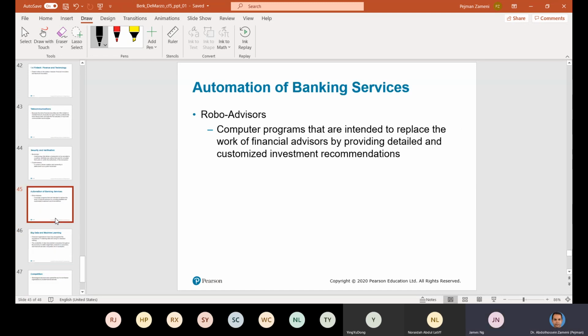Okay, automation of banking services, robo-advisors: computer programs that are intended to replace the work of financial advisors by providing detailed and customized investment recommendations. It falls under the automations.